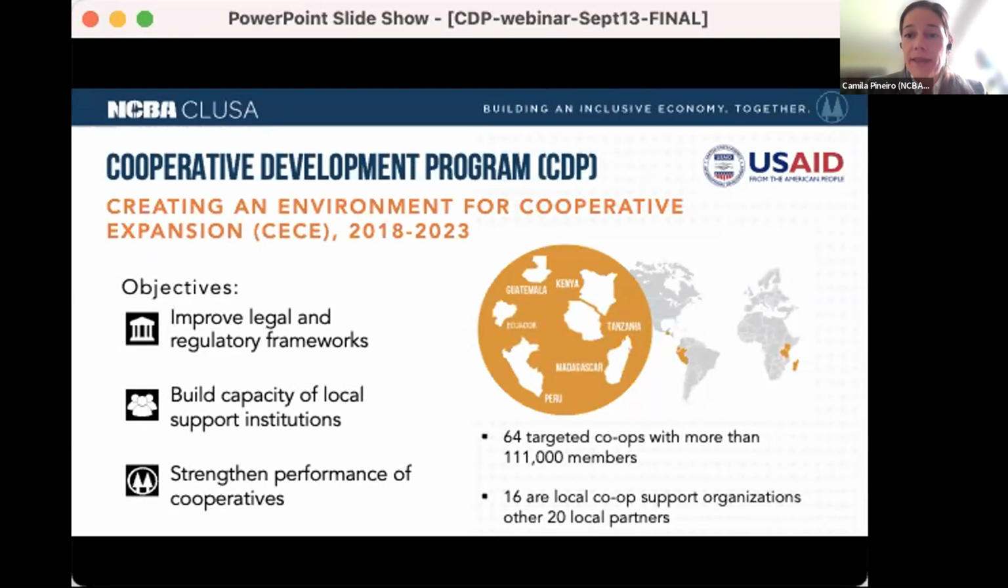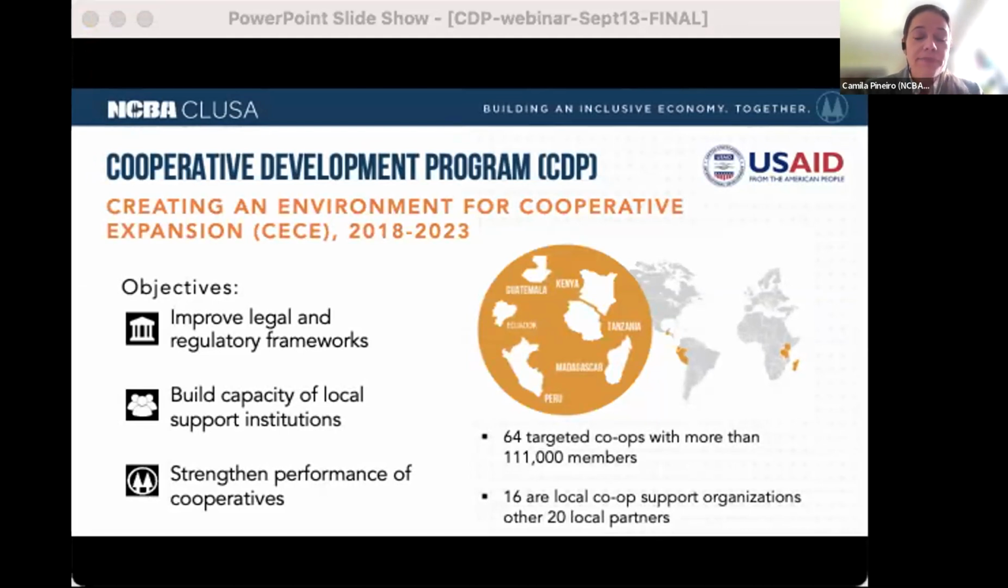We also implemented for around 1 year work in Ecuador around the first objective you see, improving legal and regulatory frameworks. The rest of all 3 objectives were implemented in the 5 core countries. For the second objective, we worked on building the capacity of 16 local cooperative support organizations. And for the third objective, we focused on 64 target cooperatives that had around 100,000 members.